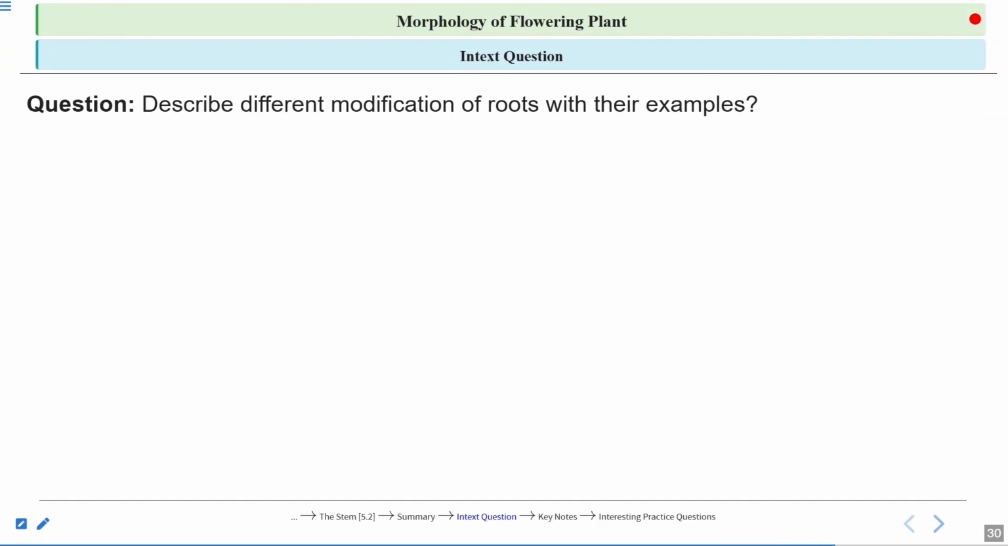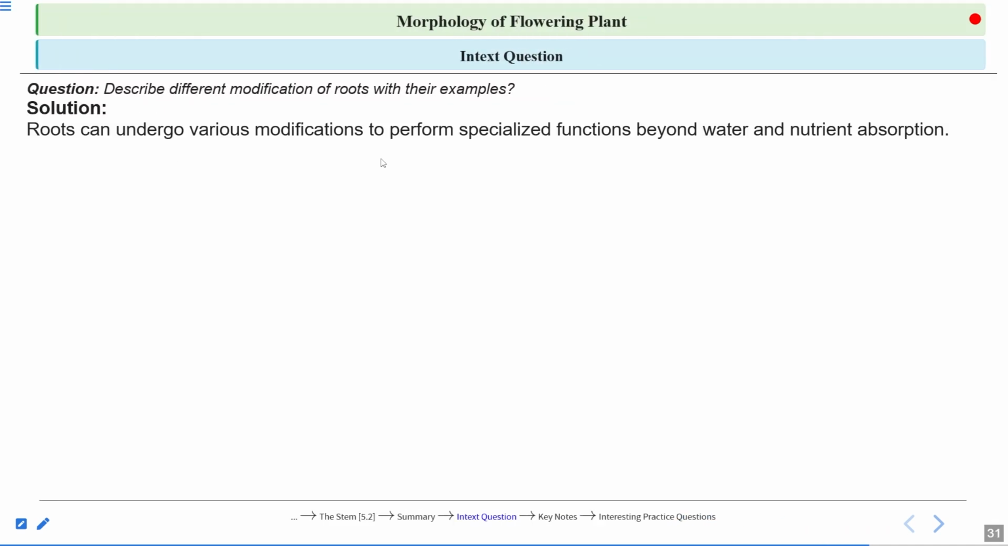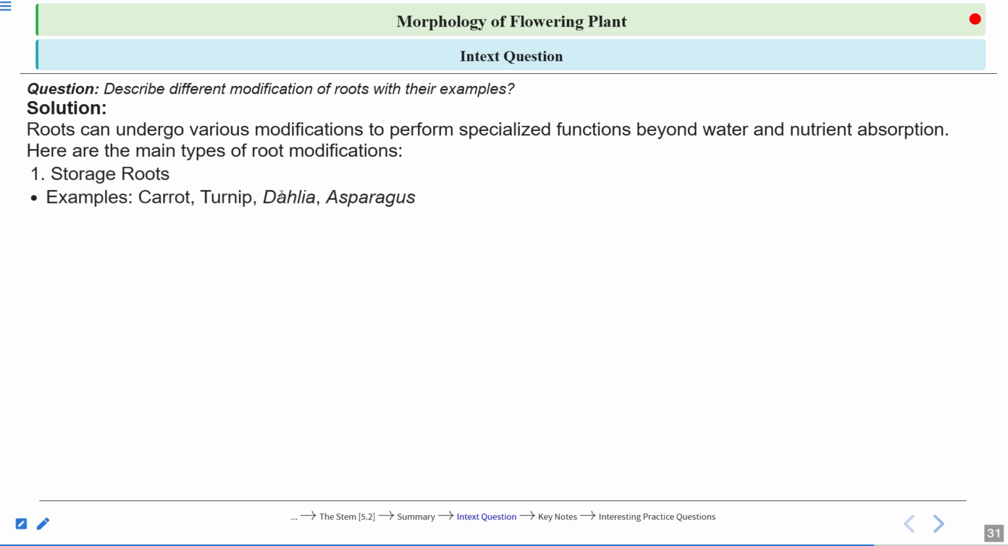Next question: describe the different modifications of root with their examples. Let us see the answer. Roots can undergo various modifications to perform specialized functions beyond water and nutrient absorption. So here are the main types of root modification. Storage roots: carrot, turnip, dahlia are the examples. Asparagus is also an example, and its stem part is eaten. So these are storage roots.